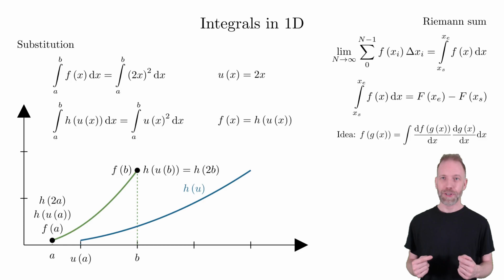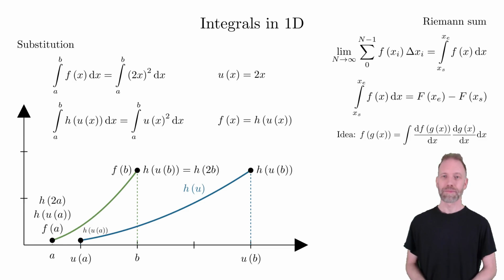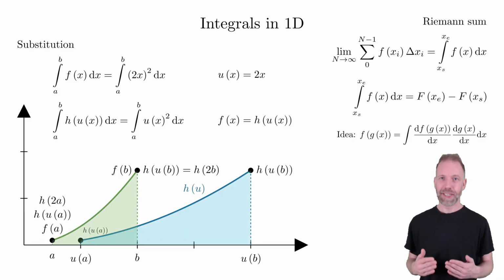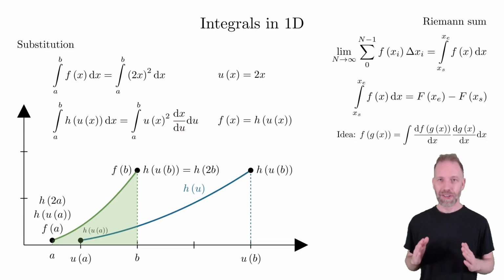Hence, we can write the start point as u of a with value h of u of a, and the end point u of b with value h of u of b. If we check the area under the graph, we can however see that the green area for f of x is half the blue area for h of u. The issue is that we still have dx here, but want to integrate over the variable du. Let us multiply and divide by du, and change so we get dx du. This will be our scaling factor that will correct the size of the integral.